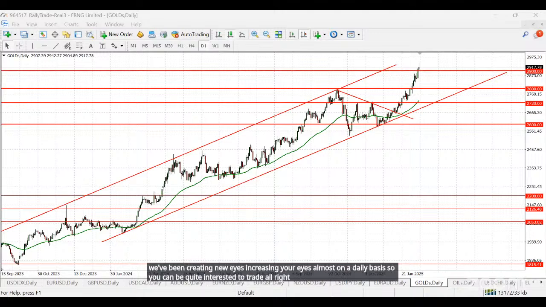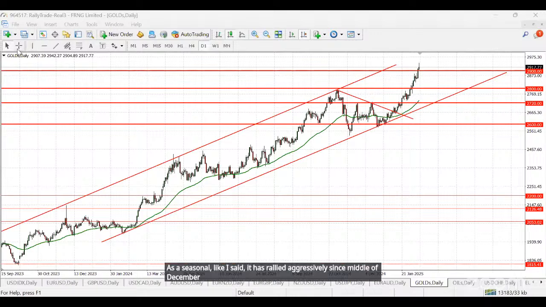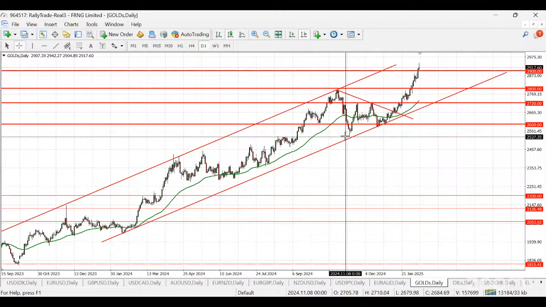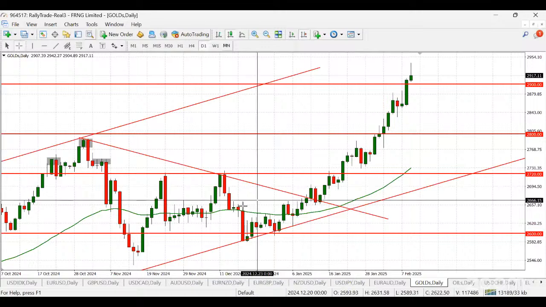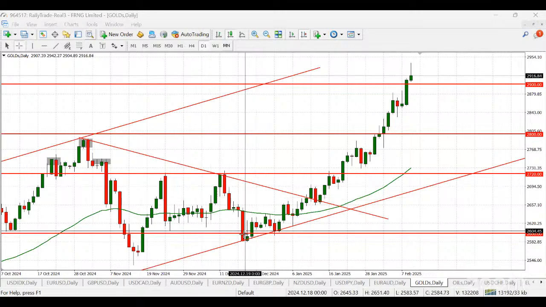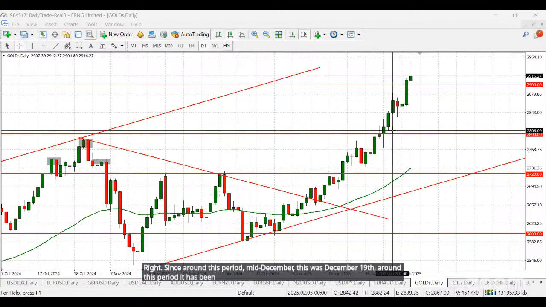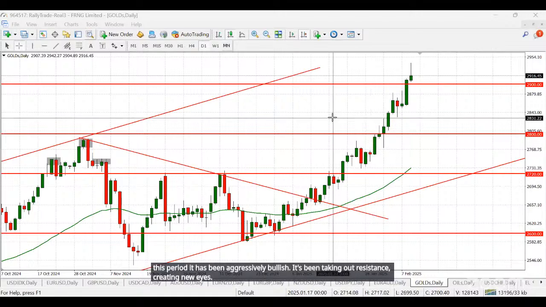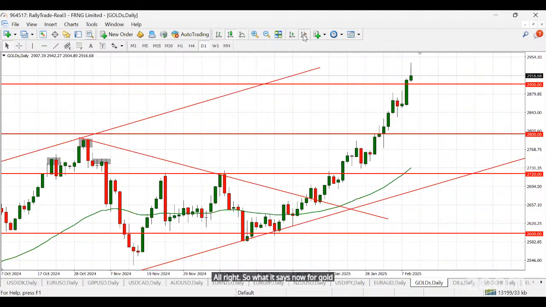All right. So as it is now, like I said, it has rallied aggressively since the middle of December. Let's check that out. Right, somewhere here. So I'm going to zoom in. Since around this period, mid-December, this was December 19th, it has been aggressively bullish. It's been taking out resistance, creating new highs. So as it is now for gold, no doubt this is still quite bullish, but it's also not immune to pullbacks.